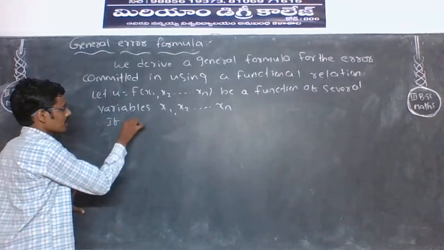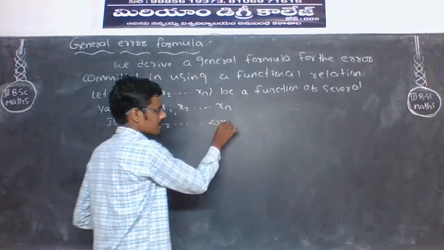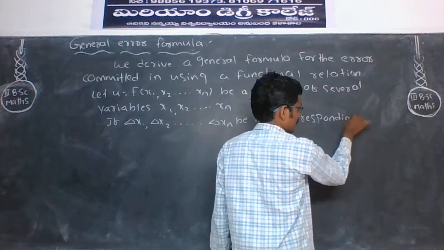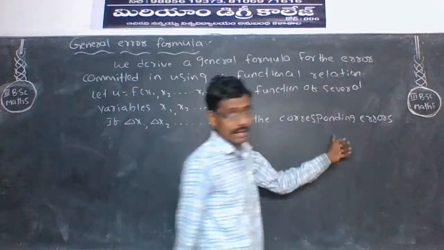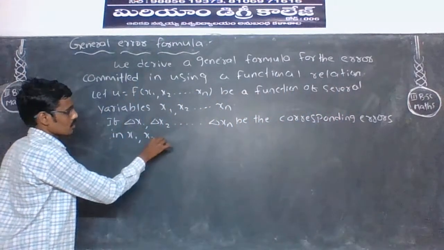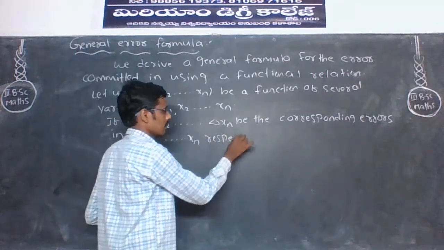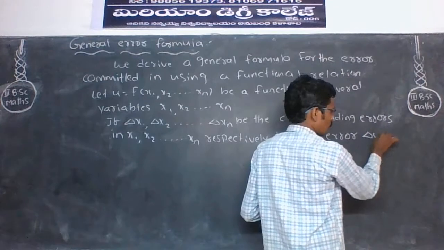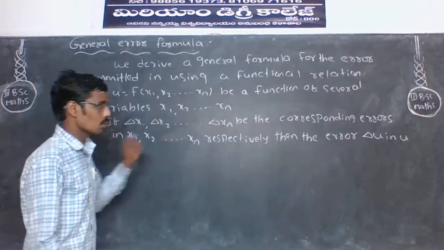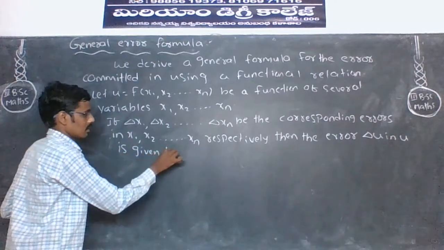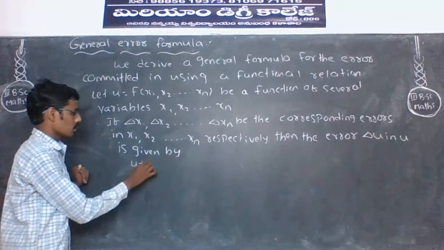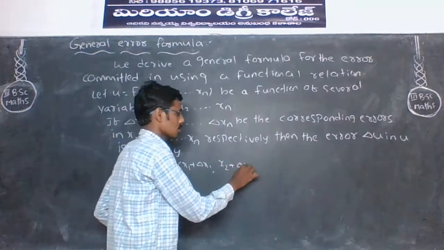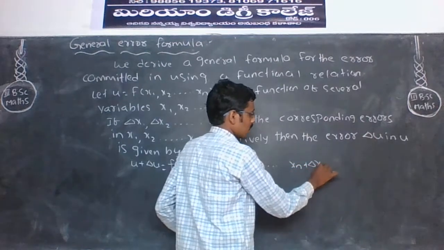If delta x1, delta x2, delta xn be the corresponding errors in x1, x2 and so on, xn respectively, then the error delta u in u is given by u plus delta u is equal to f of x1 plus delta x1, x2 plus delta x2 and so on, xn plus delta xn.